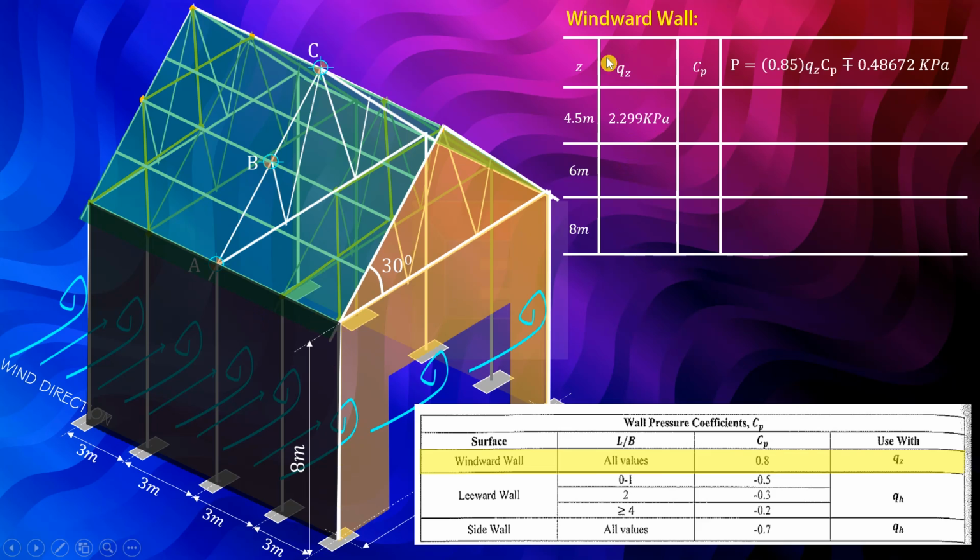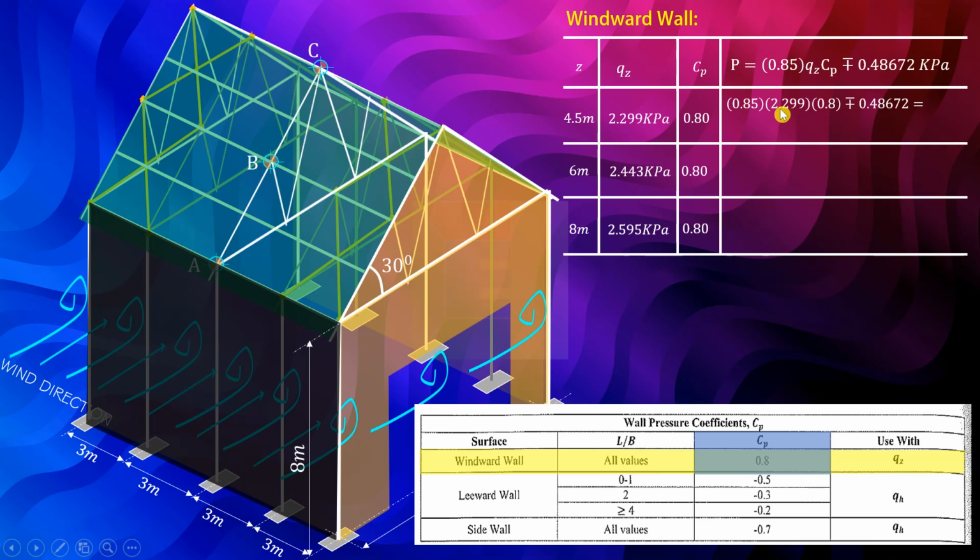So, may na-compute na tayong QZ, yung kanina. So, ilagay lang natin dito sa table. 2.299 kPa, 2.443 kPa, and 2.595 kPa. So, na-compute na natin to kanina. So, pwede nyo balikan yung portion na yan. And then, yung CP is andito yan sa table. So, we have 0.8. So, 0.8 to lahat. So may QZ ka, may CP ka, so you just need to substitute that one dito.